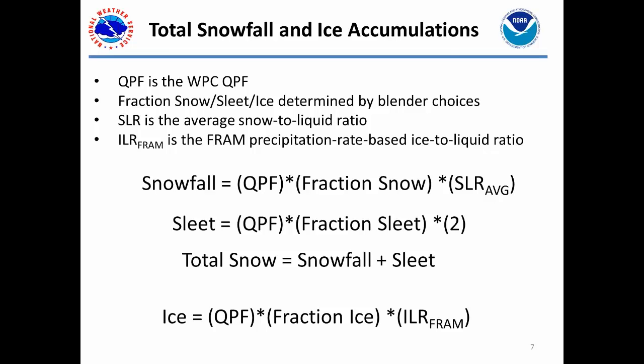To compute our ice accumulation grids, we multiply the QPF by the fraction of precipitation determined to be ice, multiplied by that Fram-predicted ice-liquid ratio.